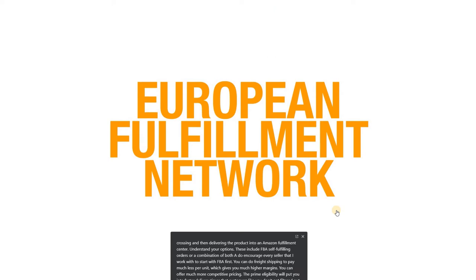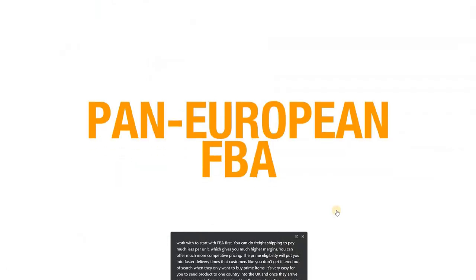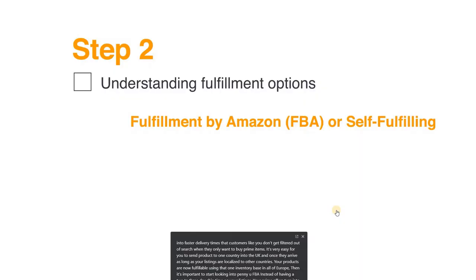It's very easy for you to send products to one country, into the UK, and once they arrive, as long as your listings are localized to other countries, your products are now fulfillable using that one inventory base in all of Europe. Then it's important to start looking into Pan-EU FBA. Instead of having a 2 to 3 day ship time on your listings, your Prime offers turn into a same-day, next-day ship time.